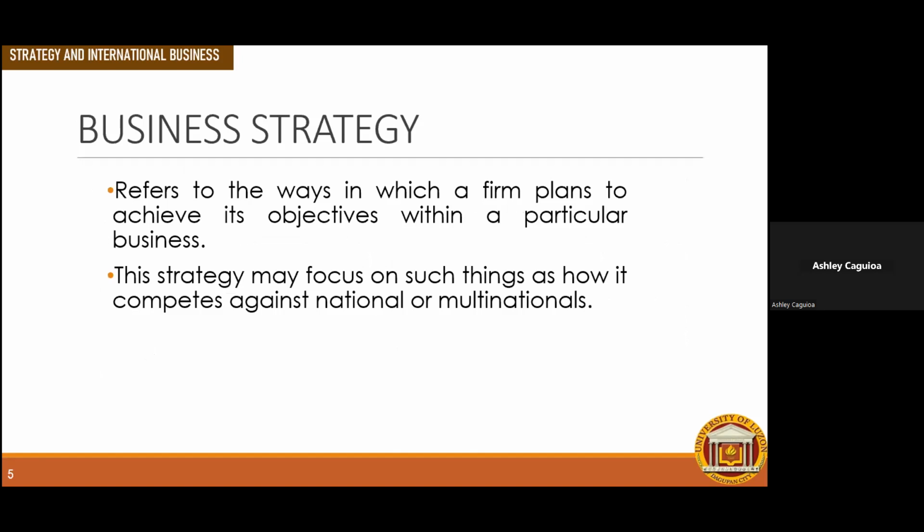Okay. So business strategy refers to the ways in which a firm plans to achieve its objectives within a particular business. This strategy may focus on such things as how it competes against national or multinational firms. So when we say business strategy, it is a plan or a step to achieve the objectives. Strategy is to compete, and the goal is to be successful.